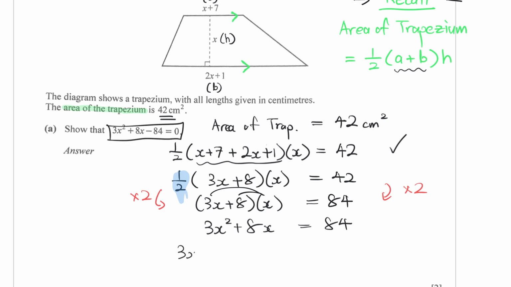I'll just shift the positive 84 on the right to the left, which will then subtract 84 like this, and we have reached the conclusion we have shown. So that is how you show that using the area of trapezium concept, we form an equation and simplify it to what they want us to show. We are done.